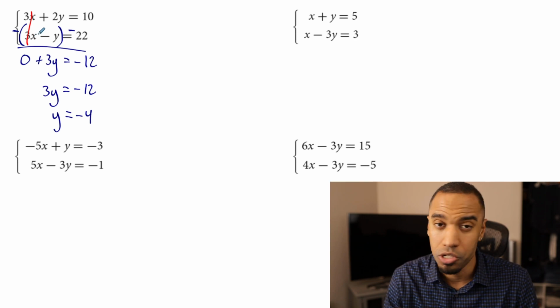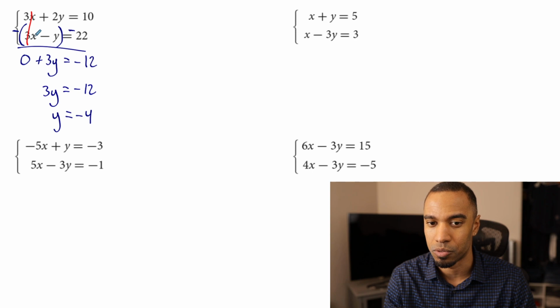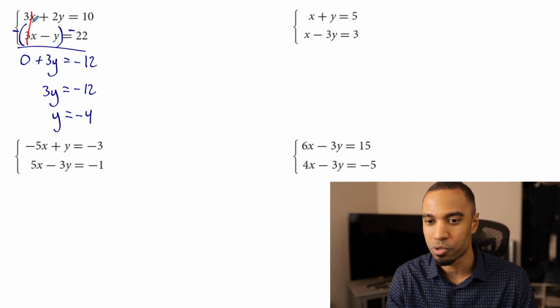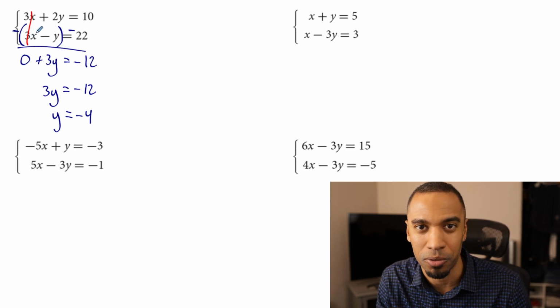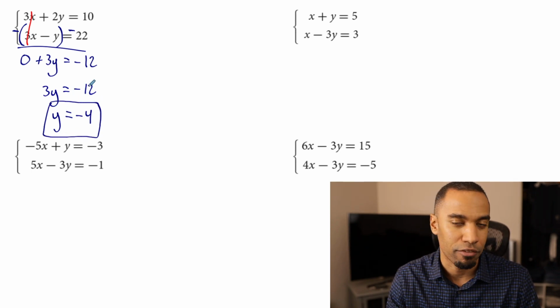It does. And I'll let you know, I'm not going to do this method this exact same way most times. I'm going to add them most times. But I did want to show you that I could subtract, I could eliminate a variable, and it allowed me to solve for y here. That's good, but I'm not done. I need to now find x.